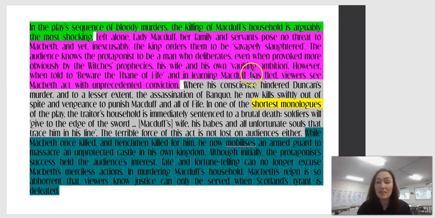In learning Macbeth has fled, viewers see Macbeth act with unprecedented conviction. So suddenly he goes from a deliberate, like, oh, maybe I should, maybe I shouldn't, to suddenly, that's it, I'm killing his family. He's fled, I'm doing it. He's become very, what's the word? He just acts without thinking, sort of thing.